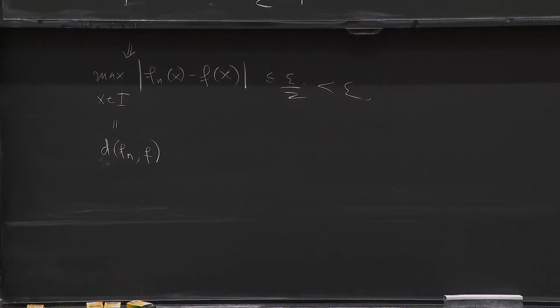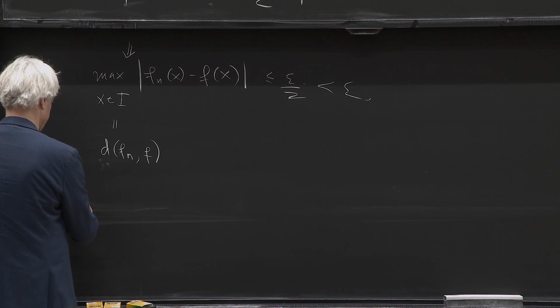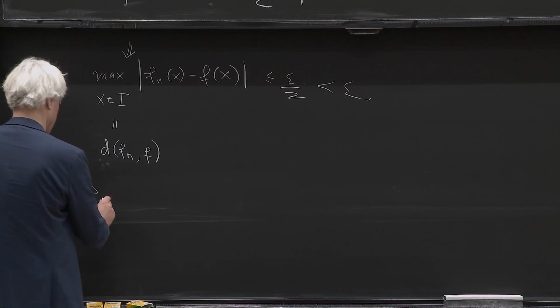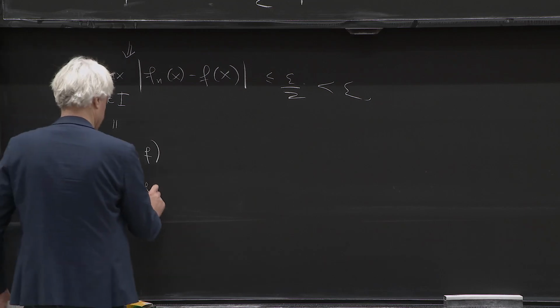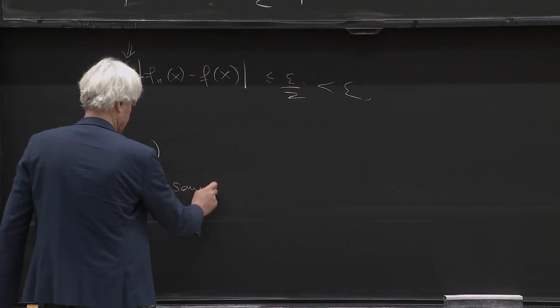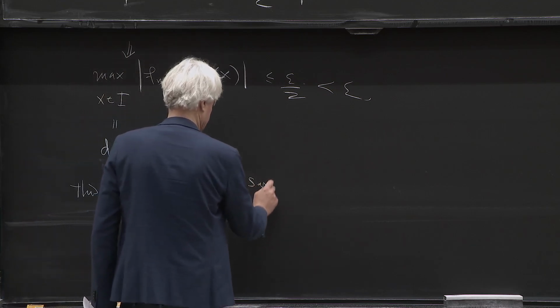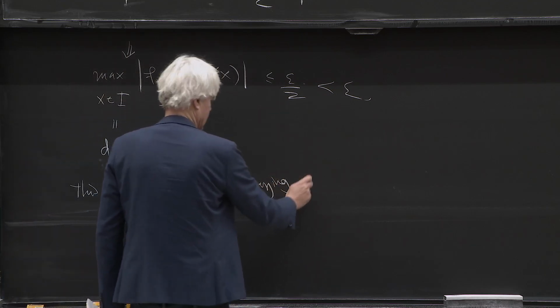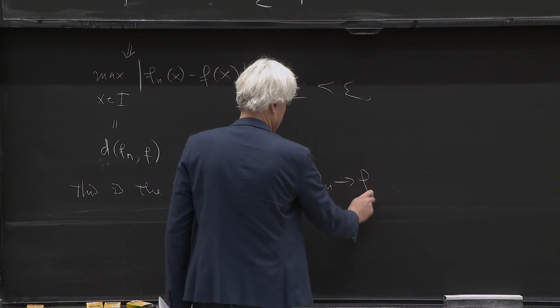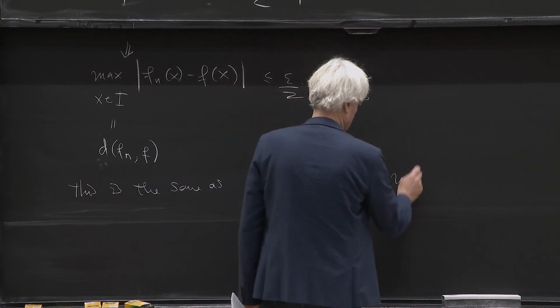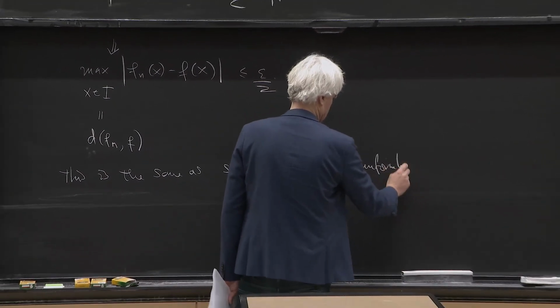But that's exactly what it means for this sequence here. So this is the same as saying that Fn converges to f uniformly. Right?